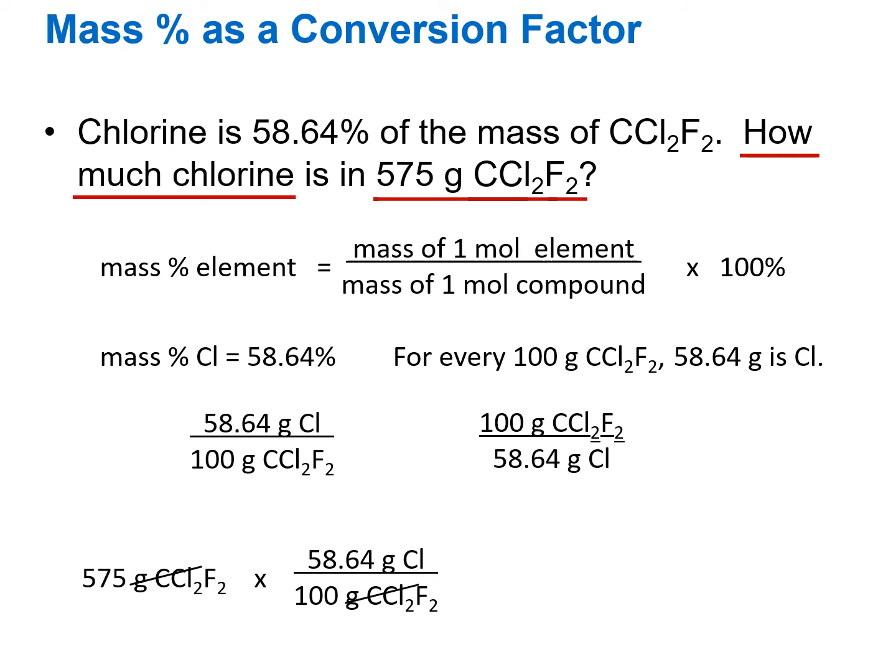I'm going to multiply 575 times 58.64 grams of chlorine, and then I'm going to divide it by 100, and I end up with 337 grams of chlorine. So for every 575 grams of Freon, I know that 337 grams of it are going to be chlorine. And that, my friends, is how you would use your mass percent as a conversion factor.